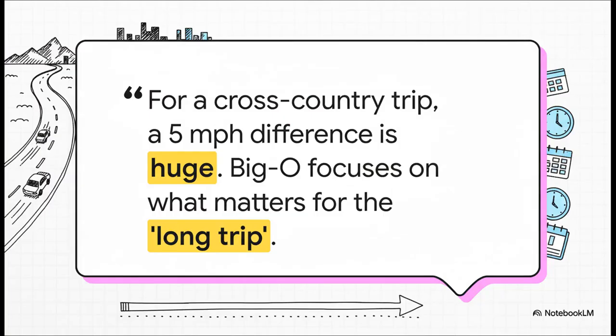Think about it like this. If you're driving to the corner store, it really doesn't matter if you're going 60 or 65 miles per hour. The difference is seconds, right? But what if you're driving all the way across the country? Now, that small difference in speed adds up to hours, maybe even a whole day. Big O is all about analyzing performance for that cross-country trip. It cares about what happens when your input size gets really, really big.